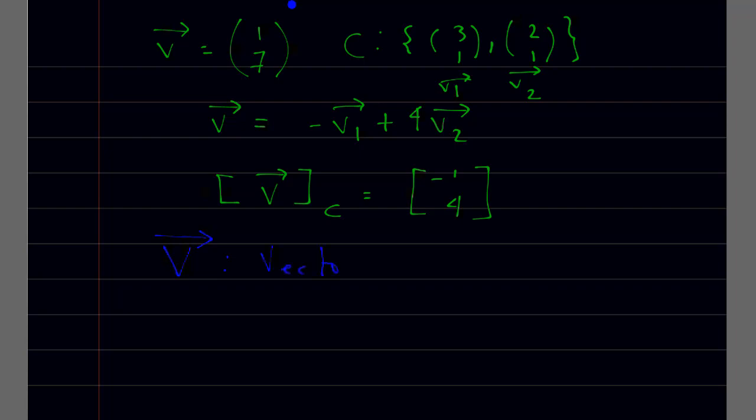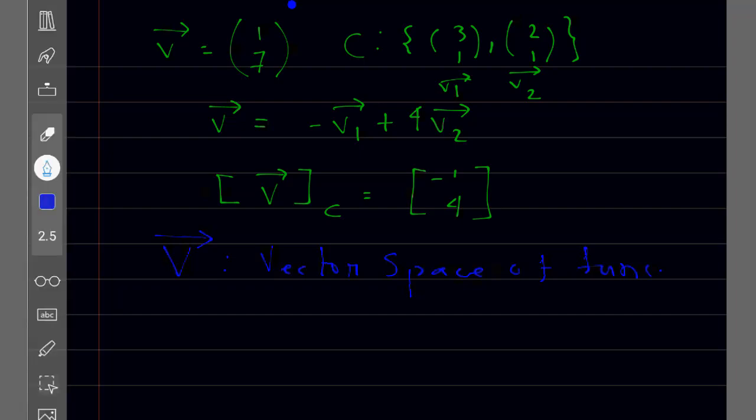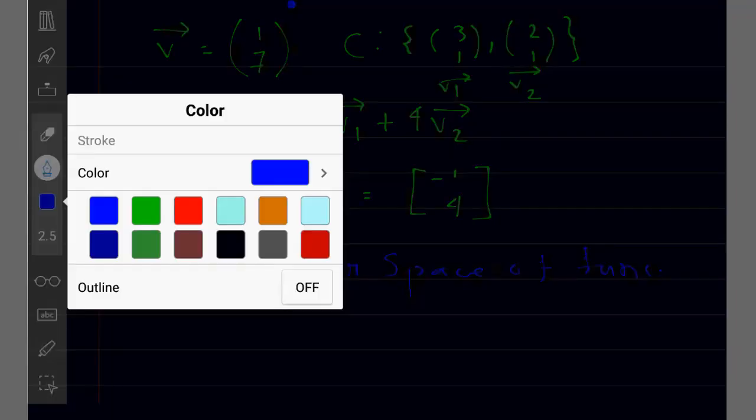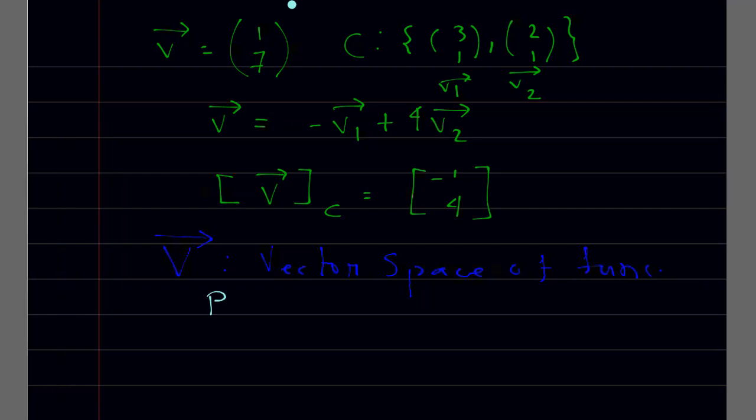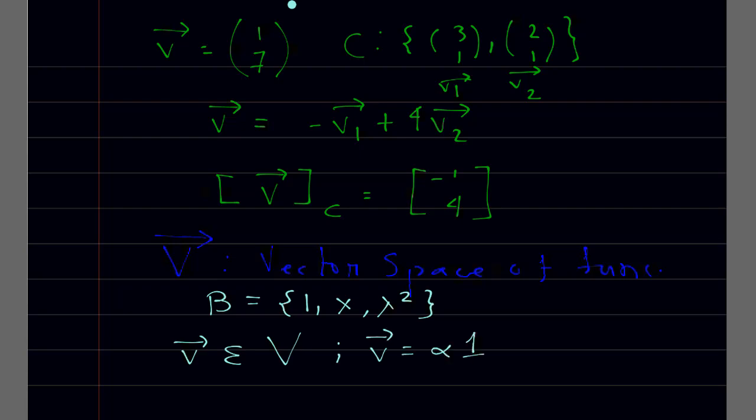So consider this is a vector space of functions. Now, since this is a vector space of functions, that means let me choose a basis B is 1, x, and x squared. That means any element V of the vector space can be written as a linear combination of the basis: alpha, beta, gamma x squared.